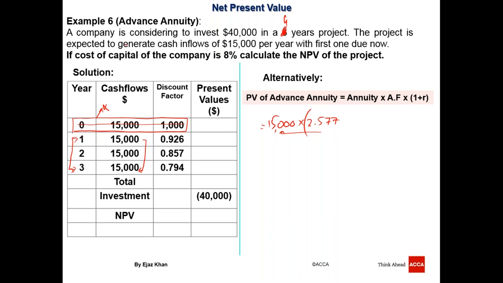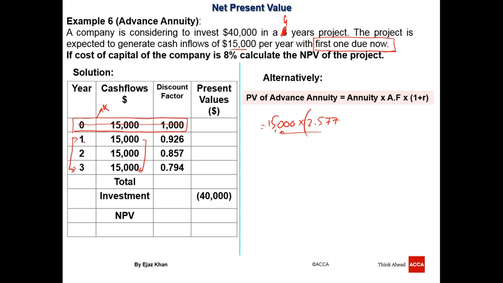But in this project, it is clearly mentioned that the project is expected to generate cash inflows of $15,000 per year, with first one due now. So it's a 4 years project with the first cash flow to be received immediately. That is at point 0. So 0, 1, 2, 3. But if we just multiply it with 2.577, we'll just get the present value from year 1 to year 3, which will not be the correct answer.